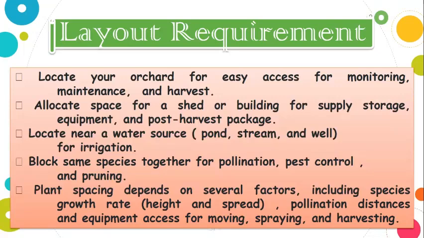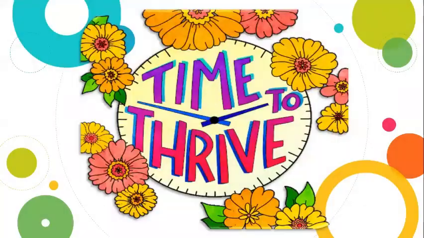Plant spacing depends on several factors, including species growth rate, the height and the spread, the pollination distances, and equipment access for mowing, spraying, and harvesting.